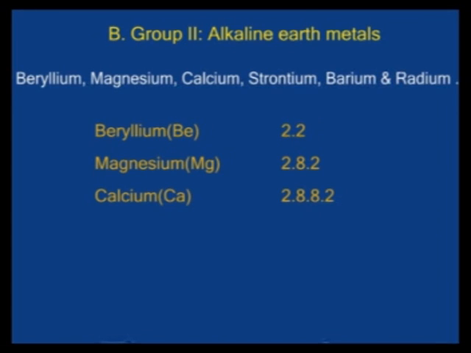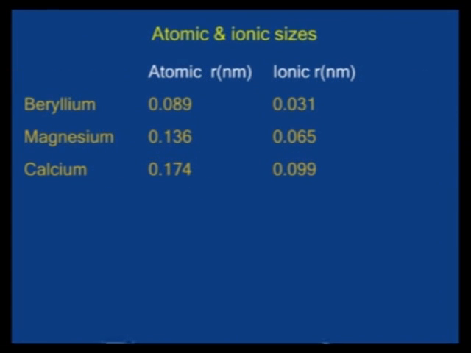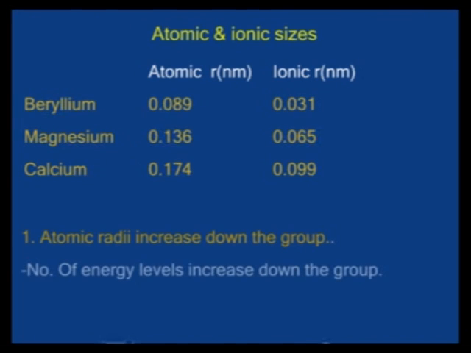Let's now turn and look at the atomic and ionic sizes. And again, just as we did with alkali metals, we are only going to focus on the gradation in atomic sizes down the group. We shall then compare the atomic and ionic sizes of each element. If you look at the table on your screen, the first observation that you make is that the atomic radius increased down the group. And the reason is similar to that in alkali metals, that as you go down the group, there is an additional energy level.